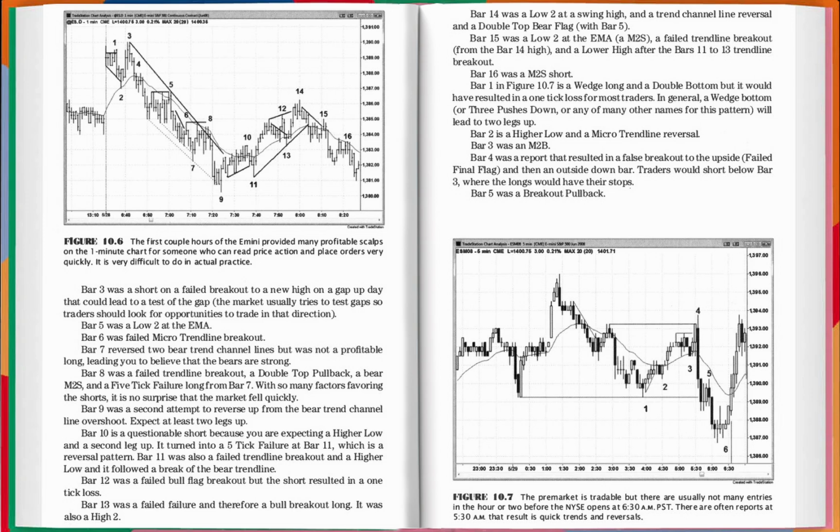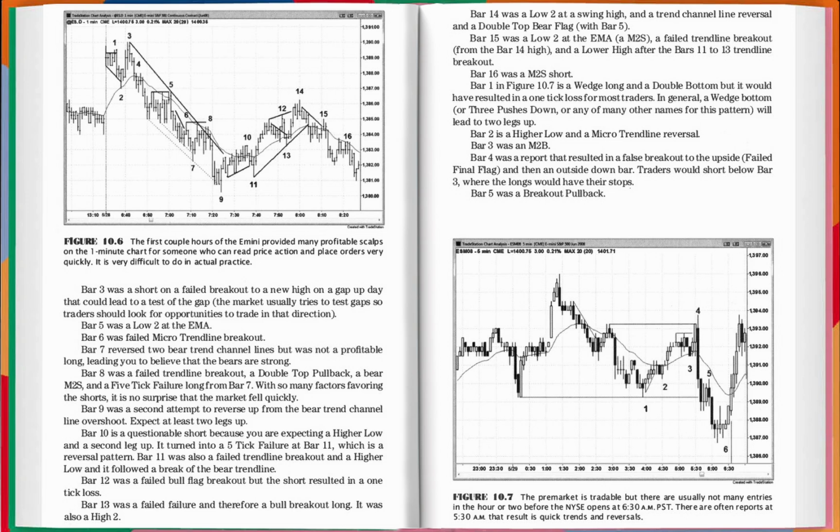Bar 14 was a low 2 at a swing high, and a trend channel line reversal and a double top bear flag with bar 5. Bar 15 was a low 2 at the EMA M2S, a failed trendline breakout from the bar 14 high, and a lower high after the bars 11 to 13 trendline breakout. Bar 16 was a M2S short.